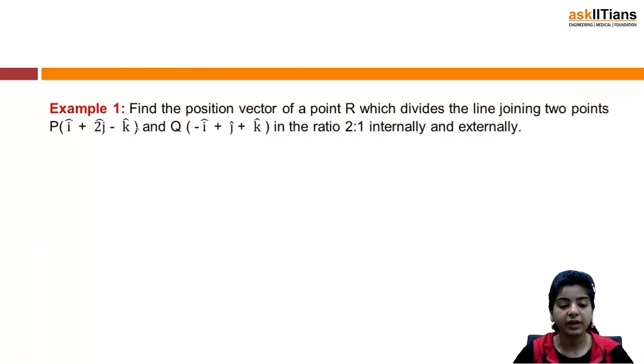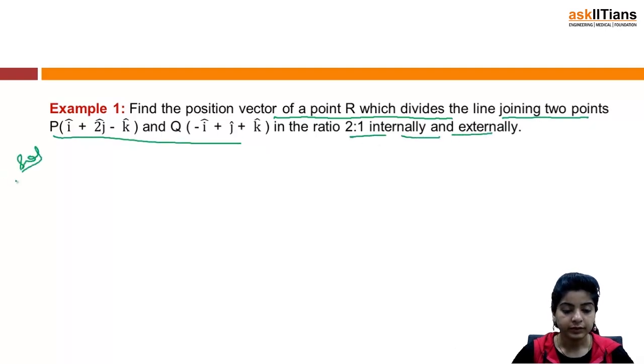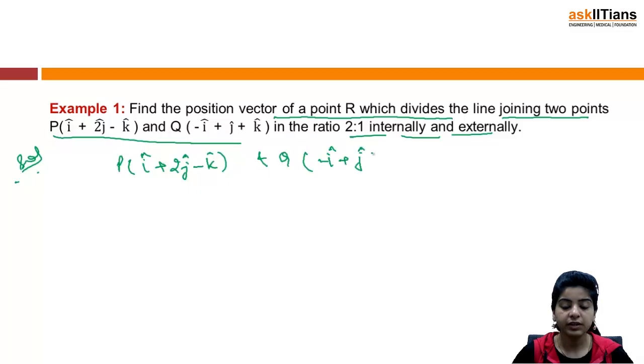So the first example that I have is, find the position vector of a point R which divides the line joining two points P and Q in the ratio 2:1 internally and externally. It's given P is I plus 2J minus K, and Q is given as minus I plus J plus K. And further we need to find out the position vector of point R which divides the line joining these two points.